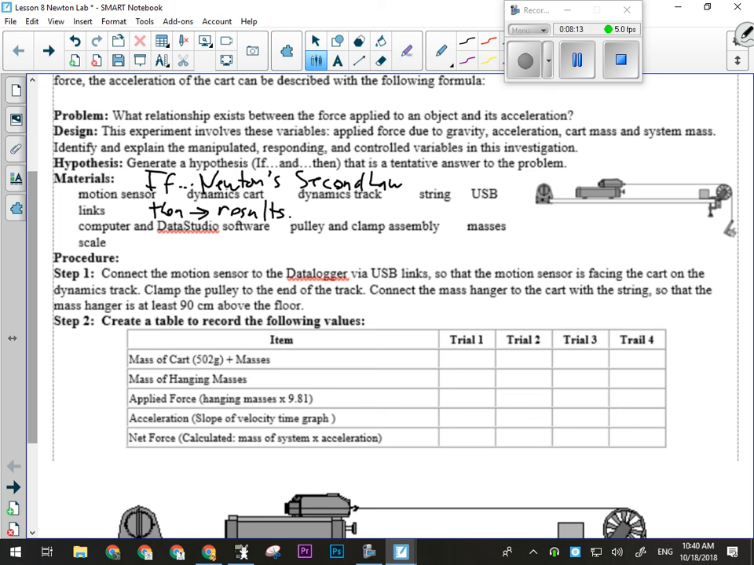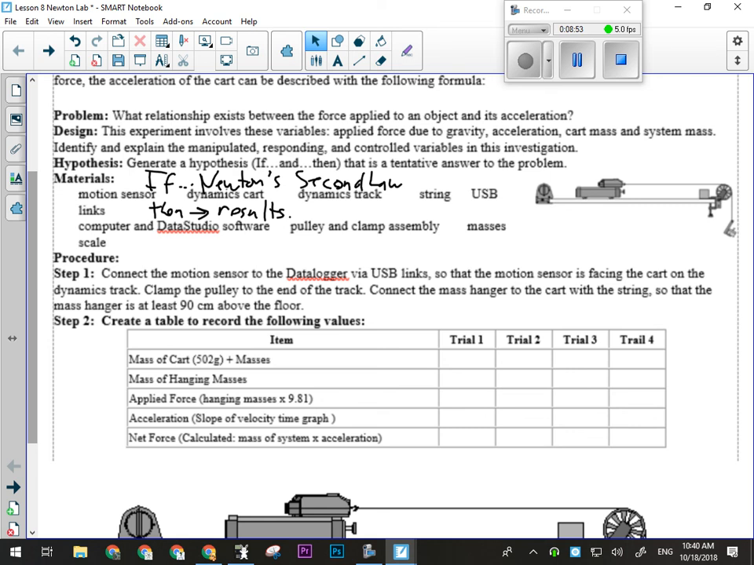All right. For calculating net force, we're going to take the mass of the system, which we already said is 952 grams, and multiply that by the acceleration that we are getting in terms of our slope. The applied force is the hanging mass times 9.81. Theoretically, these two numbers should be the same. Not going to be. They might be close, but they're not going to be exactly the same because, as we said, there are other factors involved, and your job in the analysis is to identify what some of those other forces are based on your data.